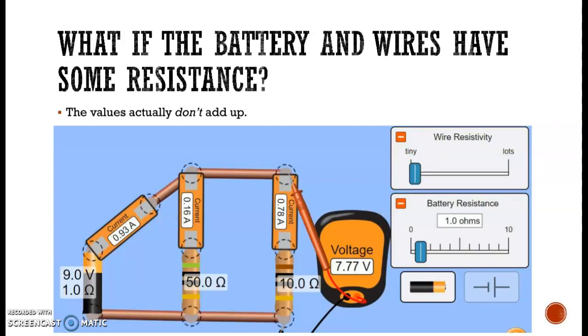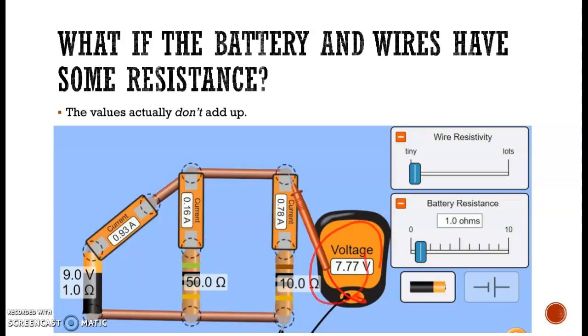Okay, we see that the values actually don't add up. We can do some simple math here, right? 9 volts times 0.93 amps is not going to be the same as if we took these 7.77 volts and multiplied it by the same total current through these two paths, which is still 0.93 amps. Because of the way that this rounds, it's closer to 0.94, but that's okay.